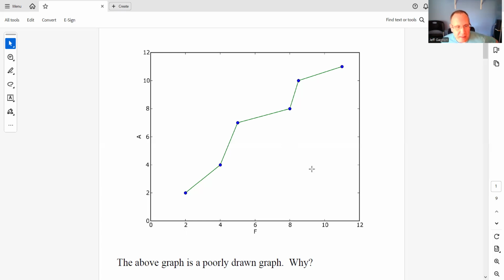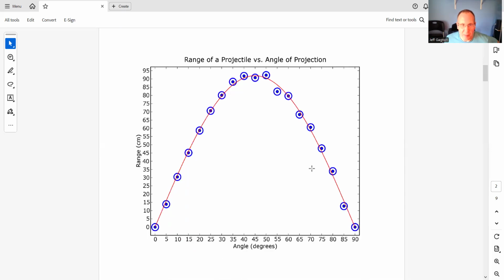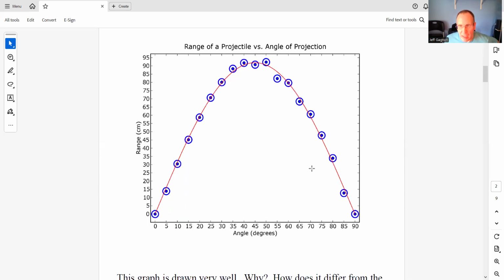Okay, so let's look at the second page here. On the second page, this is an example of a graph that's drawn well and it has all the features that we want, right? So in this case, there's nice labels here. Range is on the y-axis and angle is on the x.